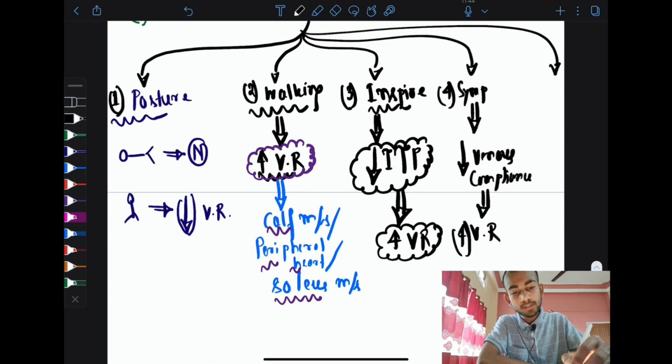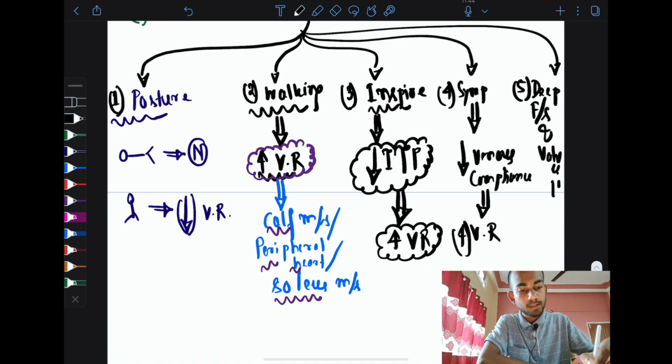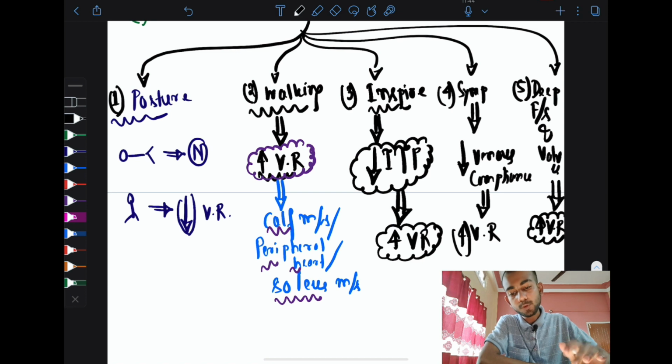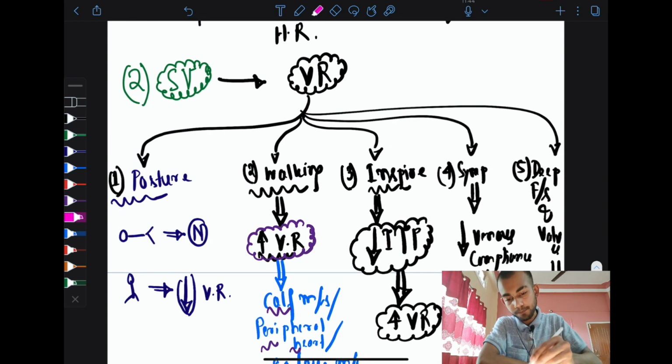So next to this, we have something known as the deep fascia of the leg and the venous valves. Again, due to the presence of this deep fascia in our leg and the valves which are present in the veins, the venous return increases. I mean, the venous return is more. So these are the factors upon which the venous return depends.